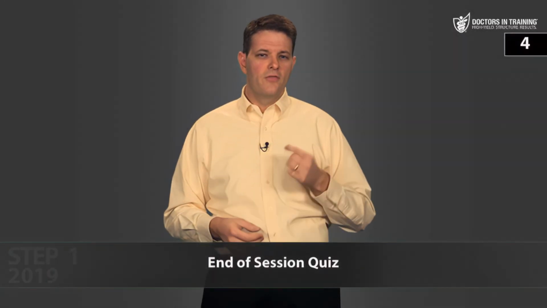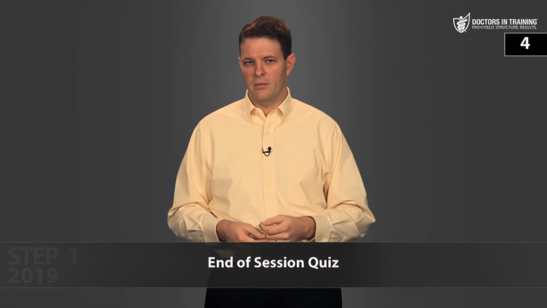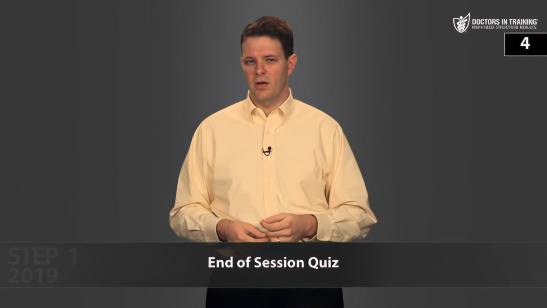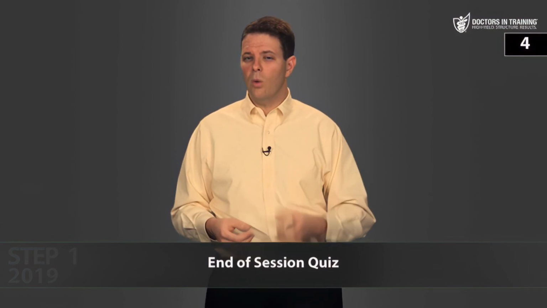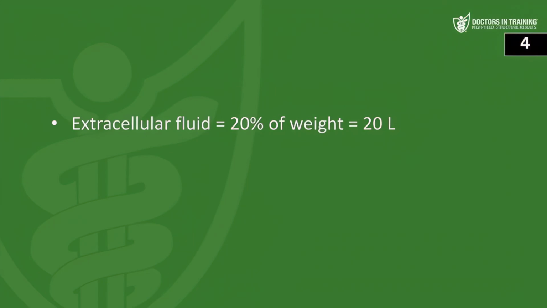First question. A 40-year-old woman weighs 100 kilograms. What is her estimated plasma volume? Well, remember that a liter of water weighs 1 kilogram, and the extracellular fluid is about 20% of the patient's weight. So this patient's extracellular fluid is 20 liters. But of that 20 liters, only 25% is plasma. So the patient's plasma volume is 5 liters.